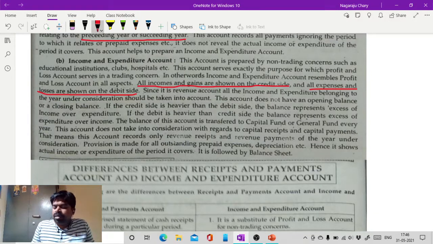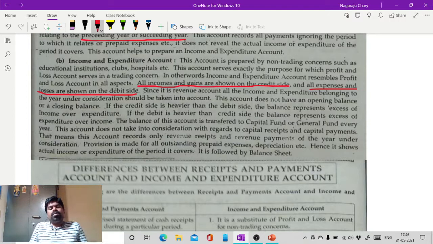And sometimes the adjustments are to be taken into consideration here. What are the adjustments? Sometimes some amounts are to be paid, some amounts are to be received. Whatever it is, the adjustments are to be recorded in this case, whereas in the earlier case, adjustments are not to be considered.